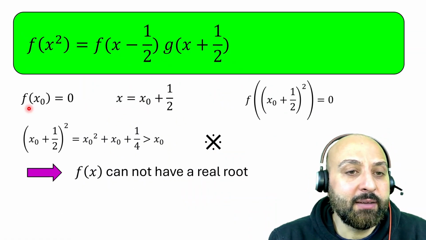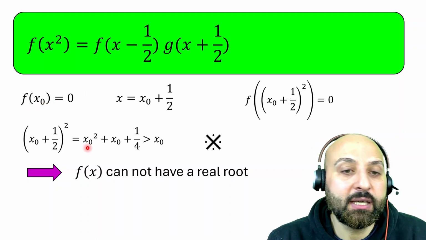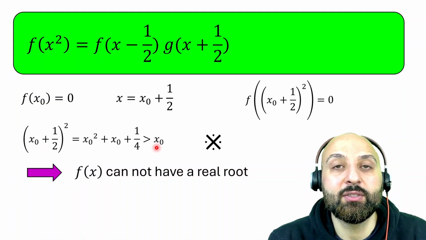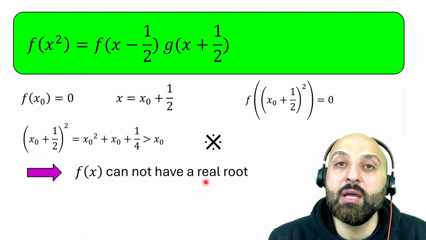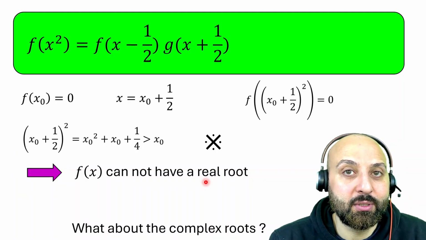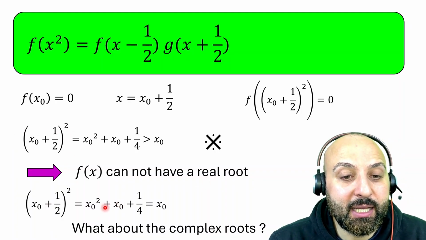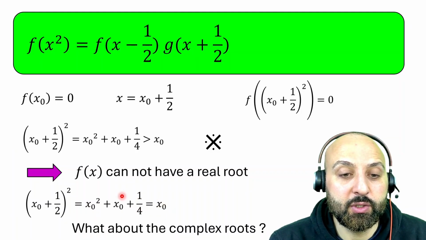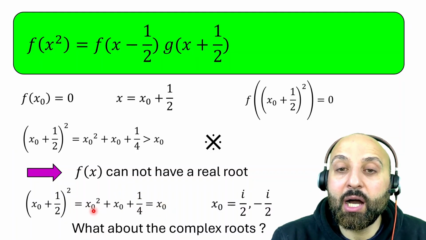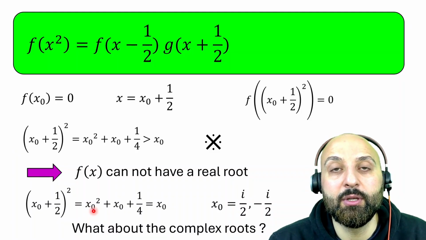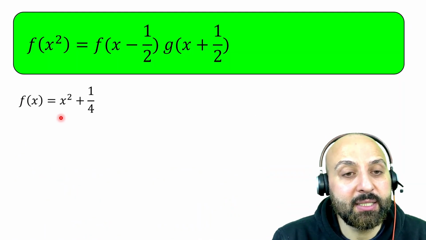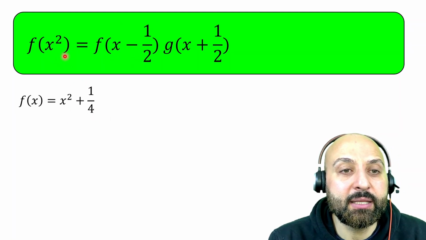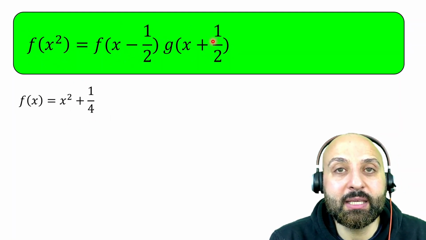Okay, so in the previous slide, I have shown that if we have an x0, then we can find another root which is always larger than x0, and that led us to conclude that f(x) cannot have a real root. What about an imaginary root? In that case, this equation can actually have a solution. x0^2 plus x0 plus 1/4 is equal to x0. The x0 terms disappear, and x0 can be i/2 or minus i/2. So in this case, we can construct f(x) as equal to x^2 plus 1/4. And obviously now I can put this one here, and I can calculate f(x^2). I divide them, I can get g(x).